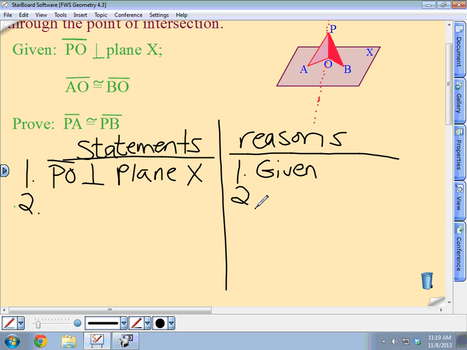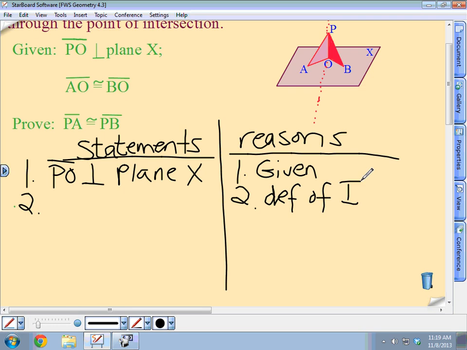So if we know that that plane and that line are perpendicular, well, what does that tell us? That AO is congruent to BO. Did we do our next given or no? No. Okay, cool. What does this tell us, guys, from what we were copying up in your notes up there? The definition of perpendicular.